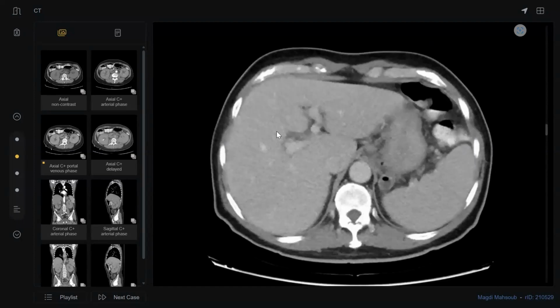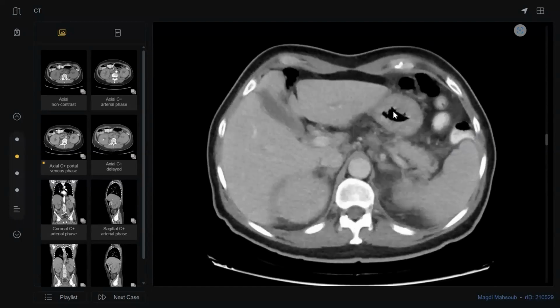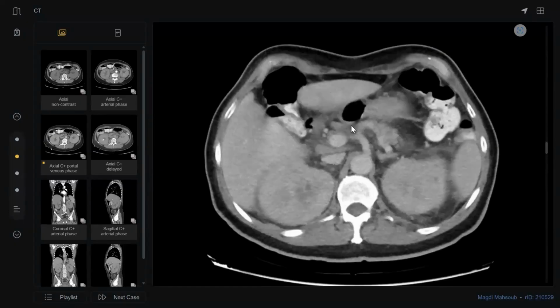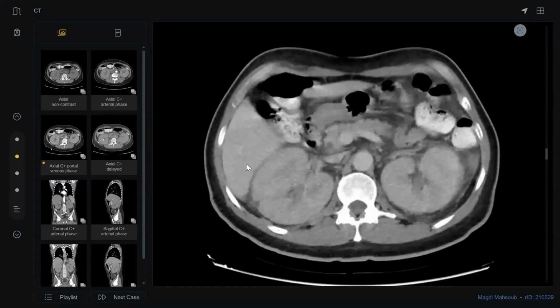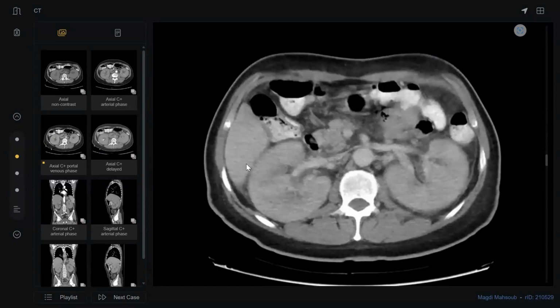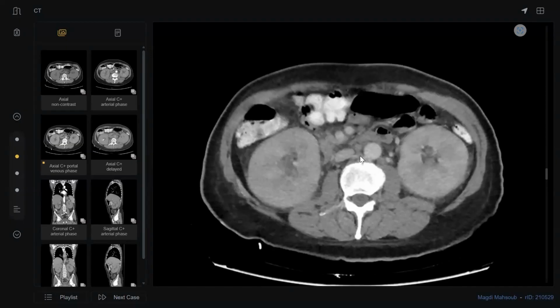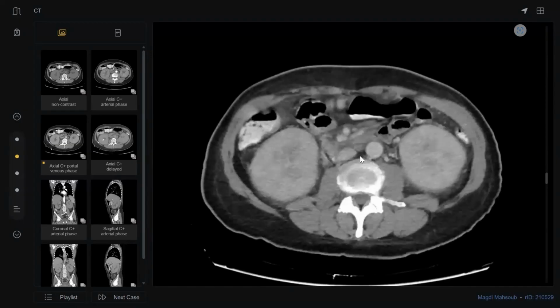Oh, doctor, there is wall thickening of the stomach. This isn't the normal collapsed stomach. At least there is thickening here. And if you go down, you will find lymph nodes, para-aortic and mesenteric lymph nodes. Doctor, this is almost a lymphoma case.